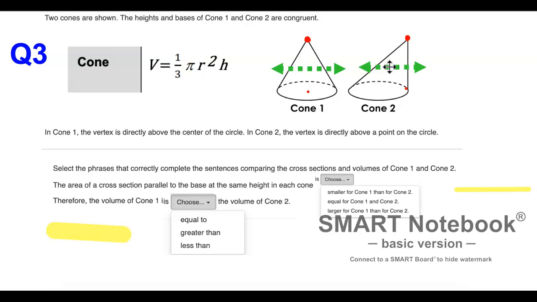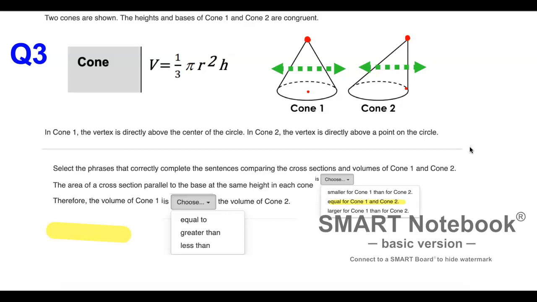Now, since we know that the bases of cone 1 and cone 2 are congruent, the area of a cross section parallel to the base at the same height in each cone would be equal for cone 1 and cone 2 because they have congruent bases.